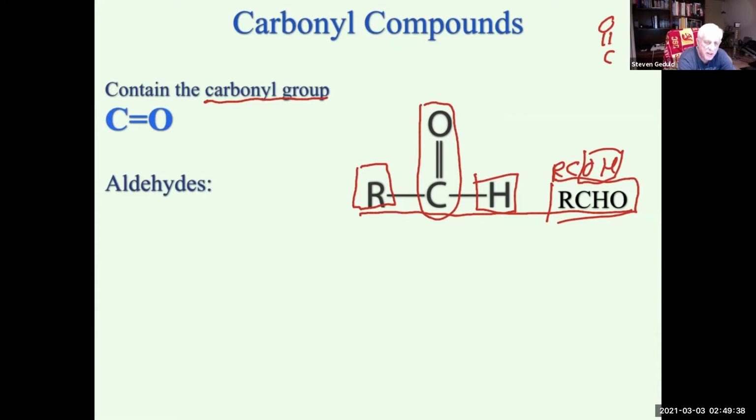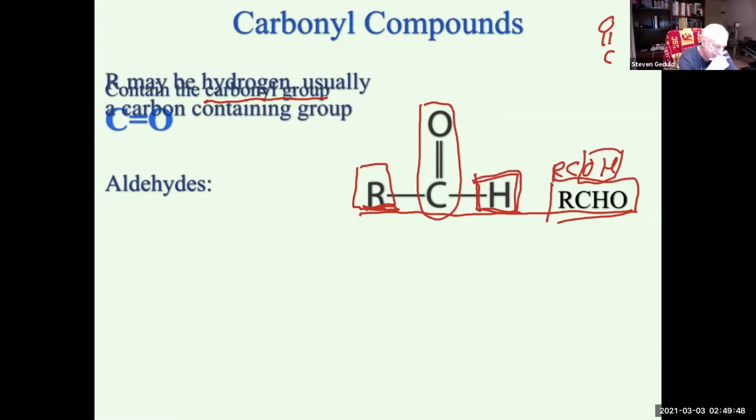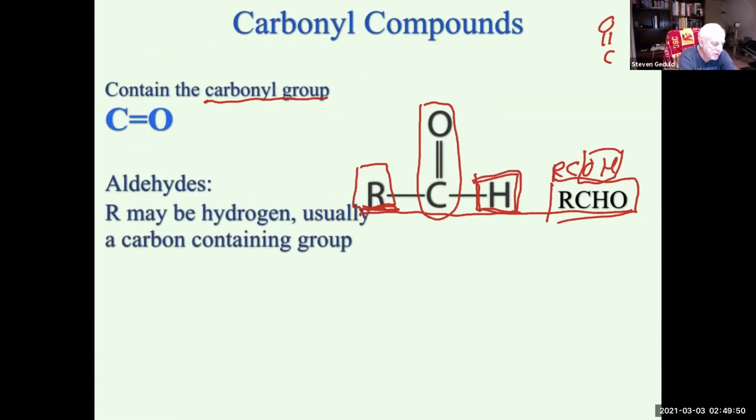So this is your aldehyde. One R group, one alkyl group, carbon, bonded to one hydrogen. That's an aldehyde. The R may be hydrogen, but it is usually a carbon containing group. If there's a hydrogen on the carbonyl carbon, it's an aldehyde.